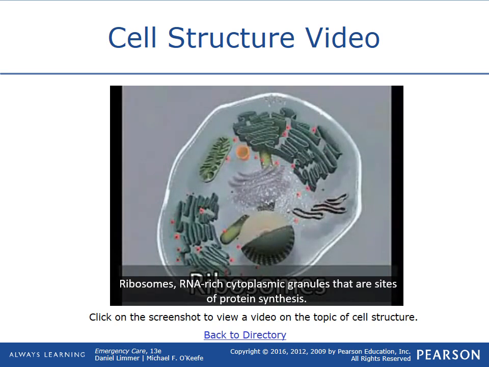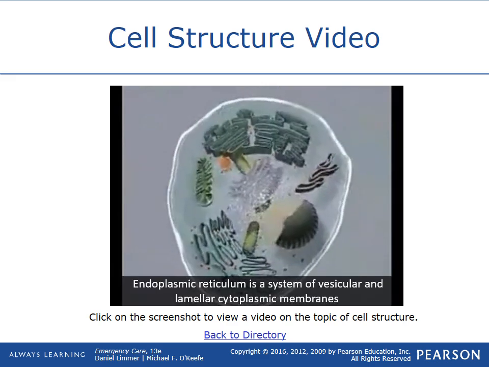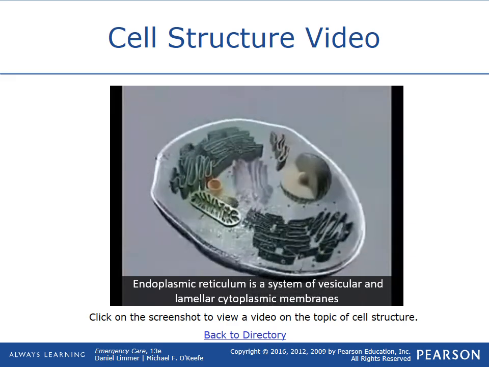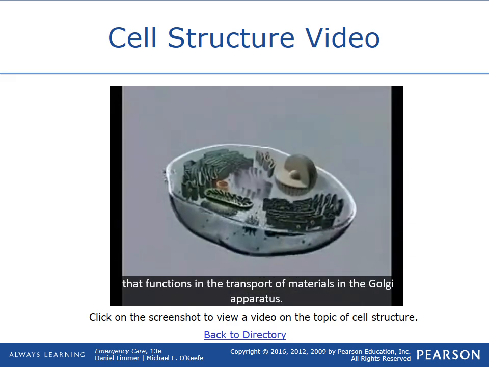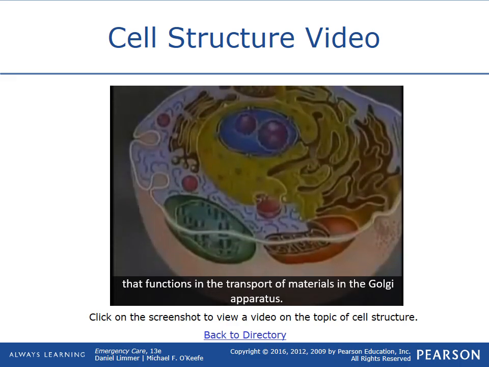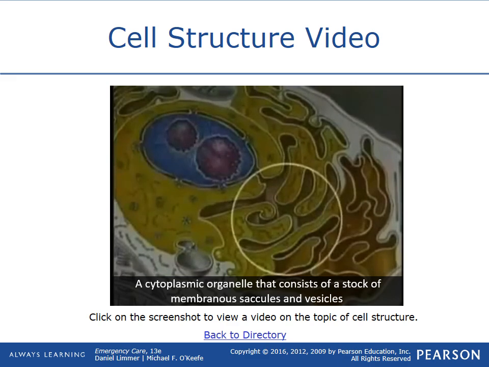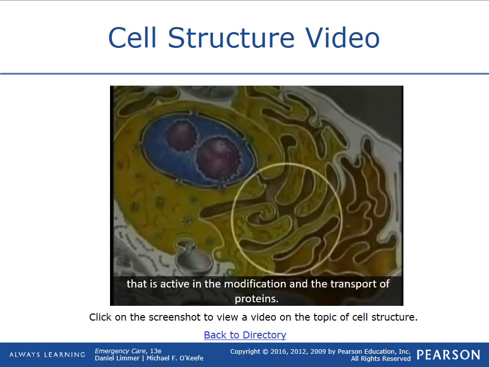Ribosomes, RNA-rich cytoplasmic granules that are sites of protein synthesis. Endoplasmic reticulum is a system of vesicular and lamellar cytoplasmic membranes that functions in the transport of materials. And the Golgi apparatus, a cytoplasmic organelle that consists of a stack of membranous sacs, cisternae, and vesicles that is active in the modification and transport of proteins.